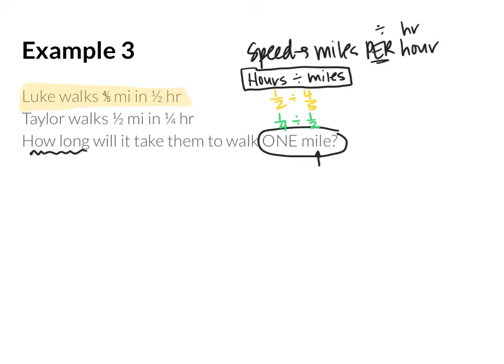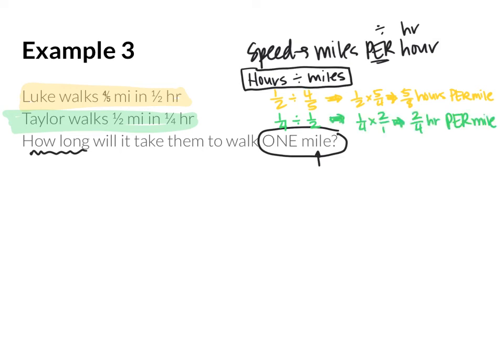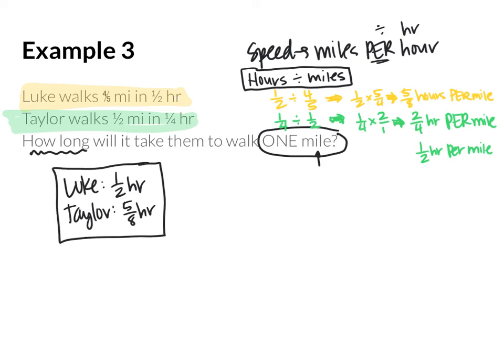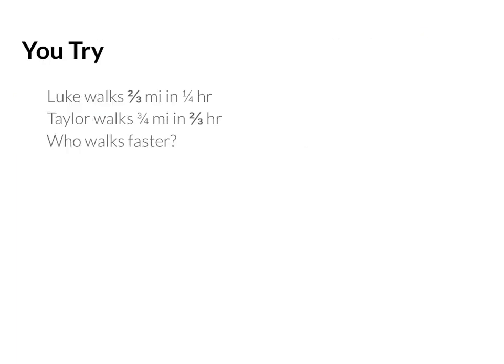So my first kid, Luke, walked 4/5 of a mile in a half hour. So I took the half hour and divided by the number of miles. So Luke is going to take 5/8 of an hour to walk 1 mile. Taylor, on the other hand, took a quarter of an hour to walk half a mile. So I take 1/4 divided by a half, and that's going to give me 2/4 of an hour per mile, or a half of an hour per mile. So Luke is going to walk a mile in 5/8 of an hour, and Taylor is going to walk a mile in half an hour.